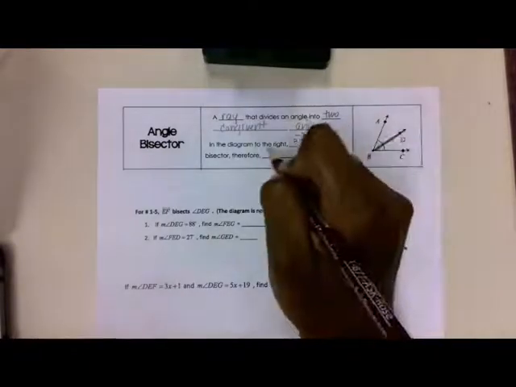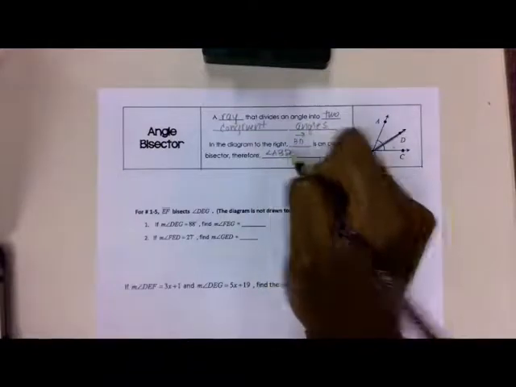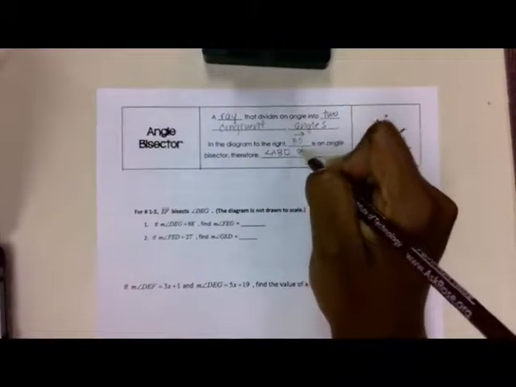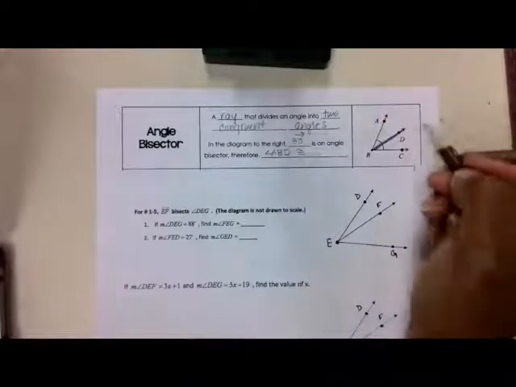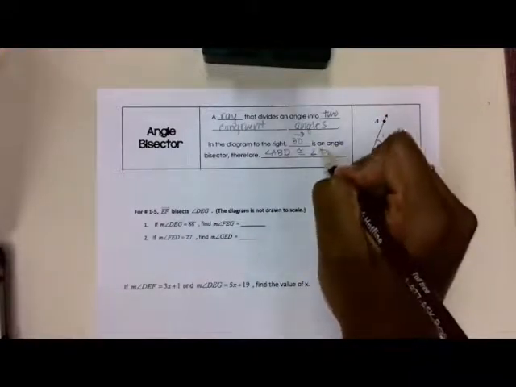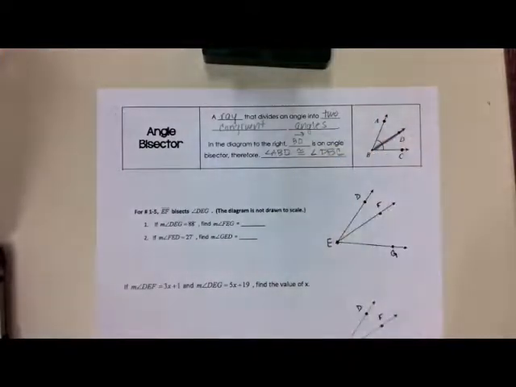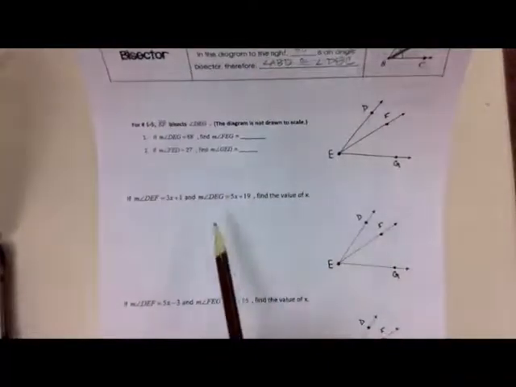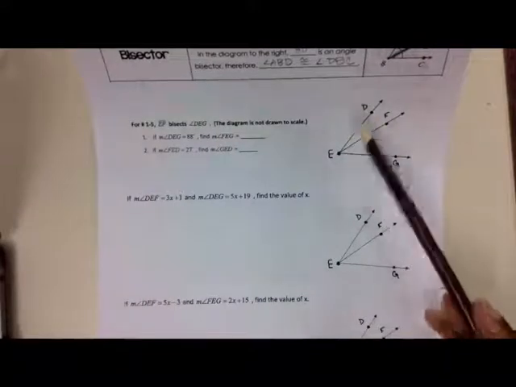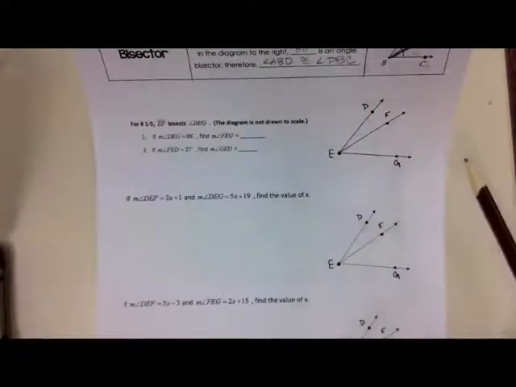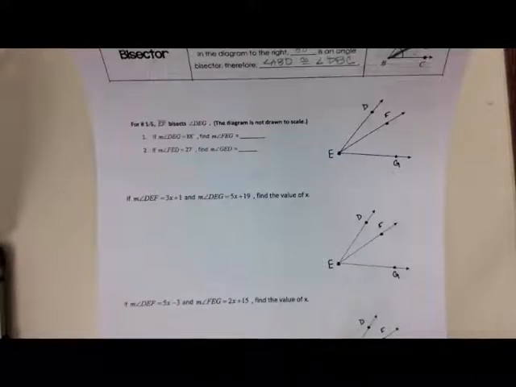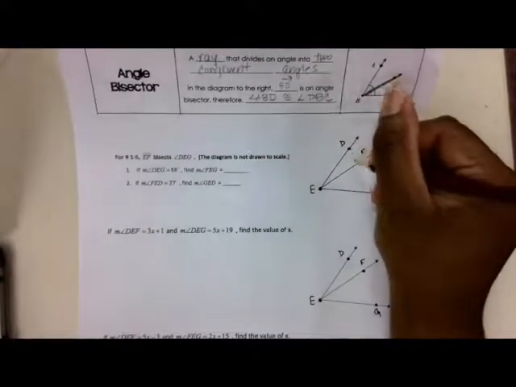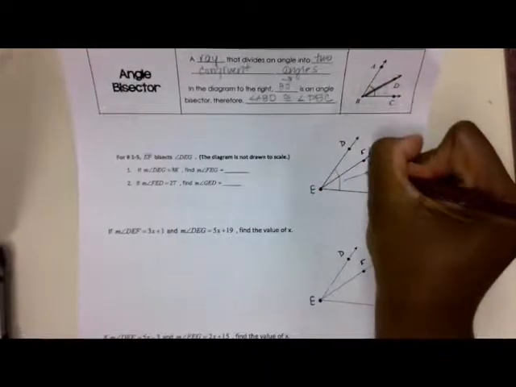So my congruent angles are angle ABD, and remember, we use this for congruent, a little tilde with the equal sign, it's congruent to angle DBC. Alright, so for numbers 1 through 5, EF bisects our angle DEG. So DEG equals 88 degrees. So the whole thing is 88 degrees.